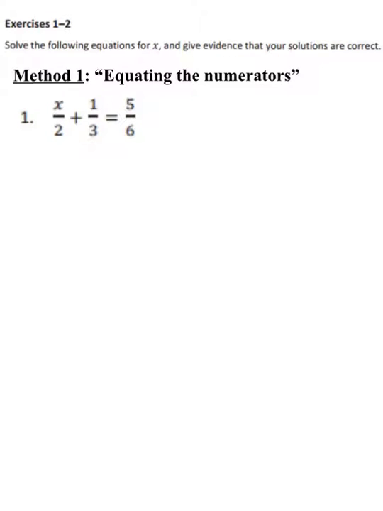As we go and solve these, we're going to take a look at two different methods, so I'm going to keep showing you them a little bit so you can see the two pieces. The first, of course, is to equate the numerators. What that means is I want to get a common denominator. If you look at 2, 3, and 6, you should recognize that the common denominator is going to be 6. So I'm going to put them all over 6.